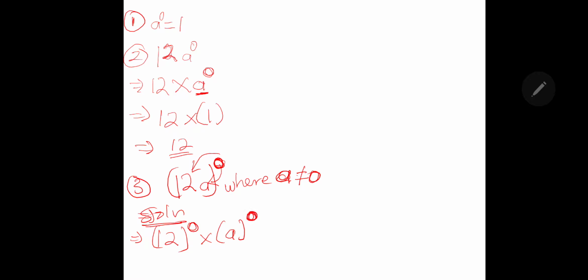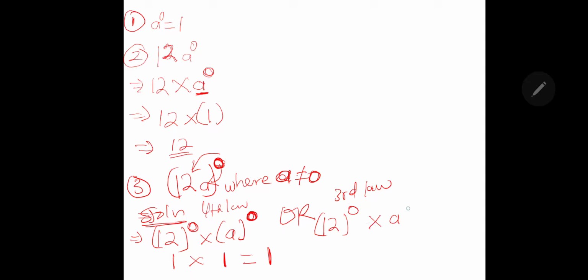So you can use the fourth law or the third law. In the fourth law, we said any non-zero raised to the power 0 is equal to what? 1. So here you get 1 times 1, and that will give you 1. Or when you are using the third law, you see 12 to the power 0 times a to the power 0. You still end up coming to use the fourth law, so don't worry.